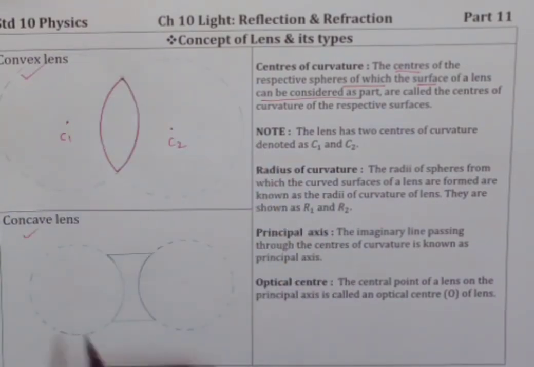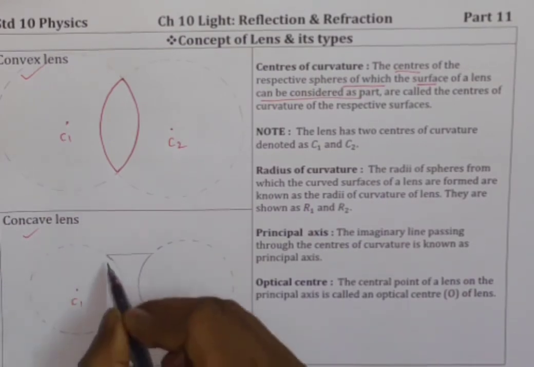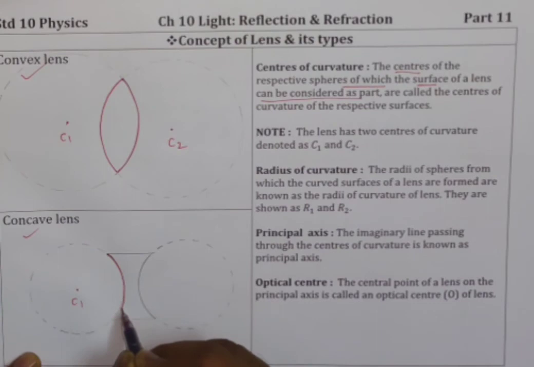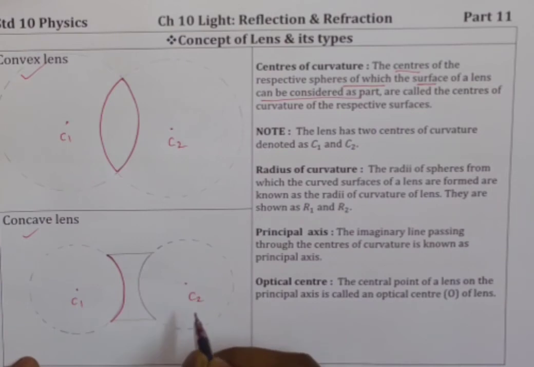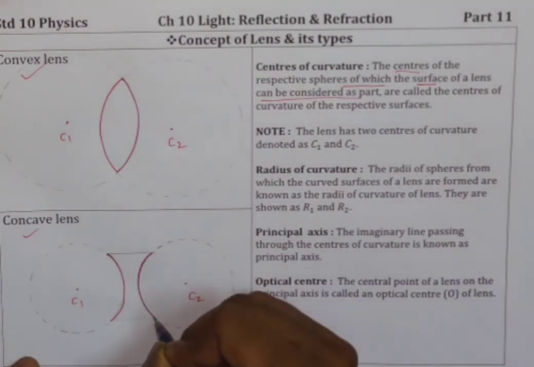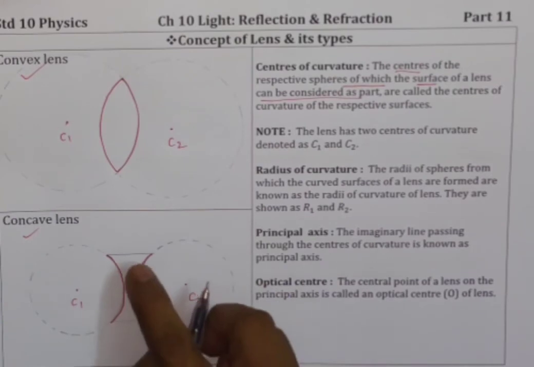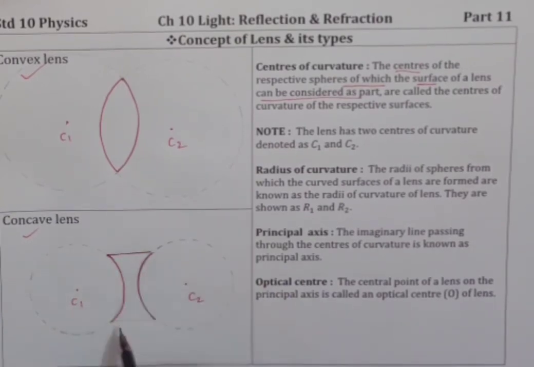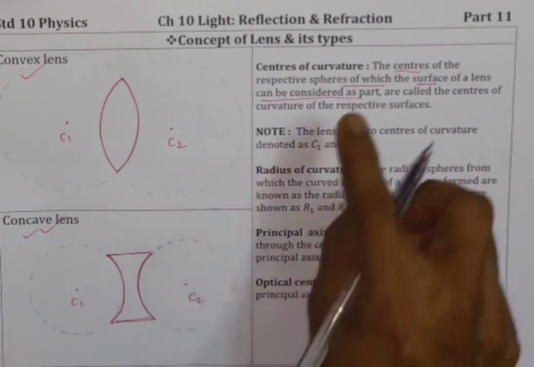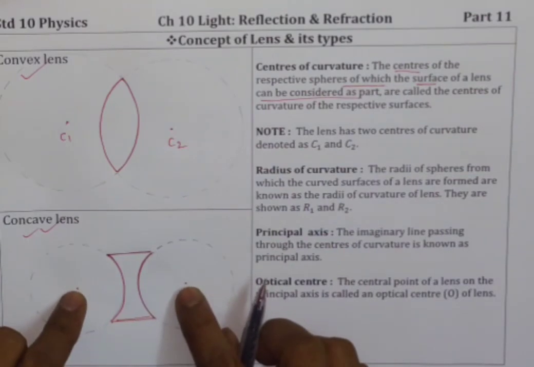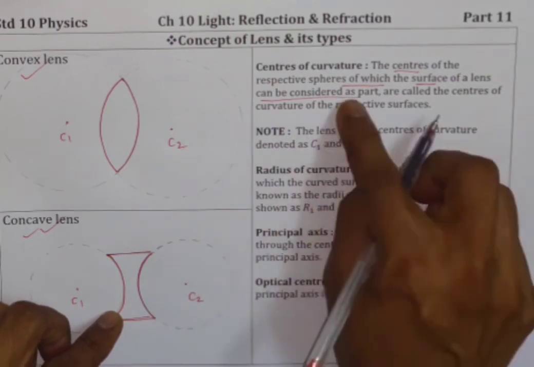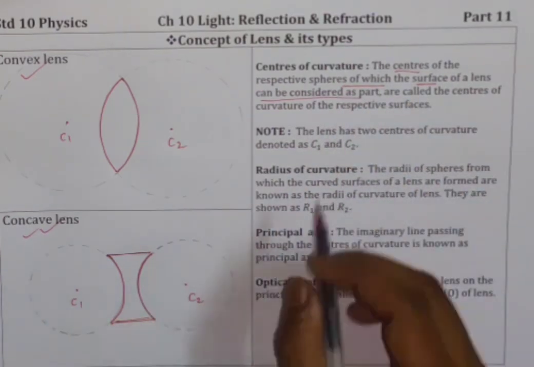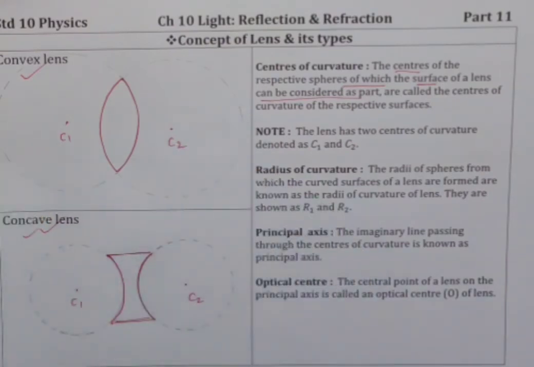Now concave lens. This is center C1 of first sphere, whose part is a curved surface of the lens. Second sphere, its center is C2. उसका ये part is curved surface of the lens. Correct? ये lens है अपना concave lens. Alright. So same definition. The centers of the respective spheres of which the surface of lens can be considered as part are called centers of curvature. Okay. यहाँ भी दो center of curvature, यहाँ भी दो center of curvature.